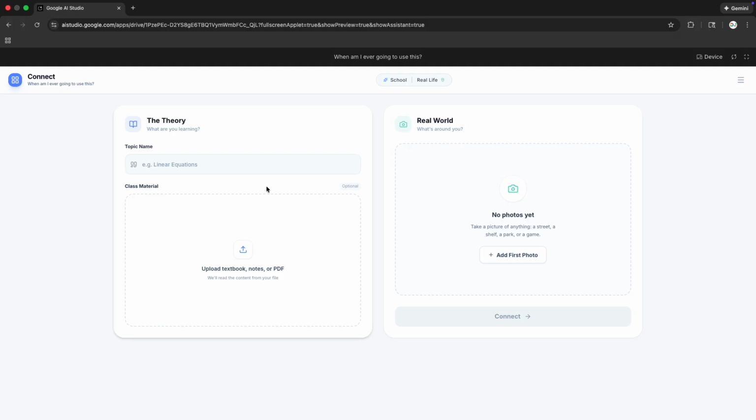Every student has had this question at least one point in their educational journey. When am I ever going to use this in the real world? I wanted to use Gemini 3 Pro to answer that question. This is "When Am I Ever Going to Use This in the Real World."